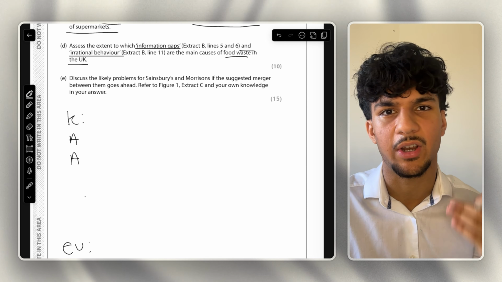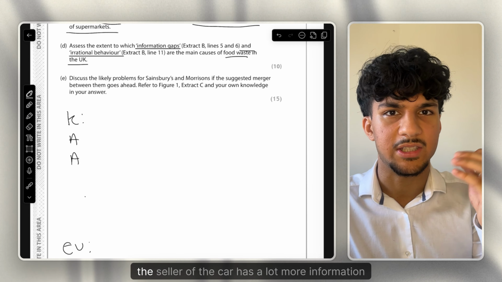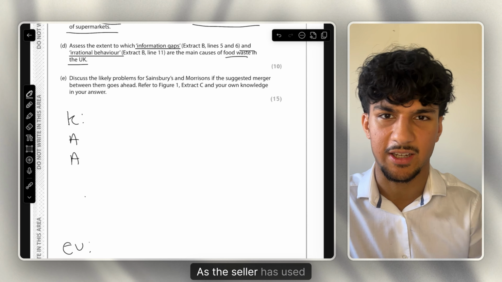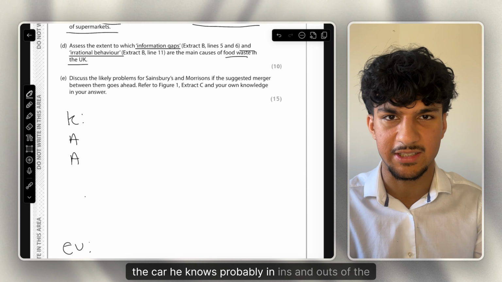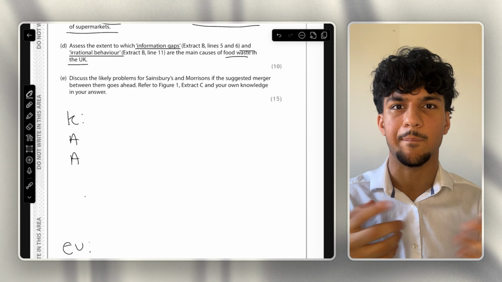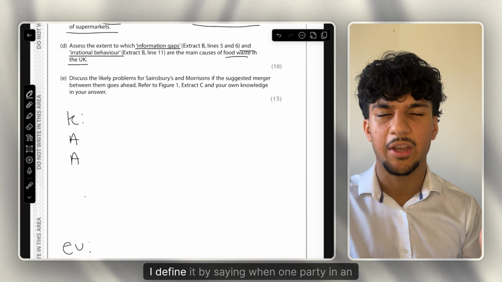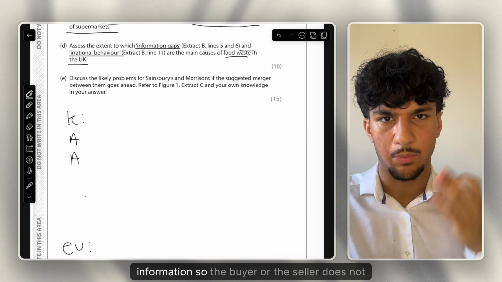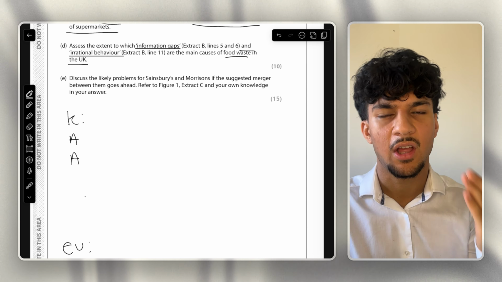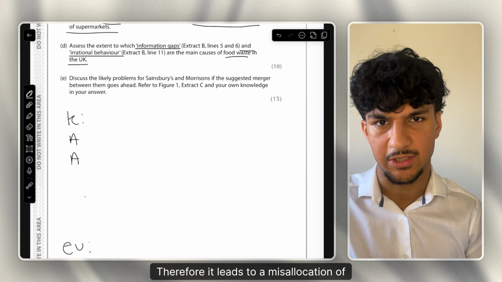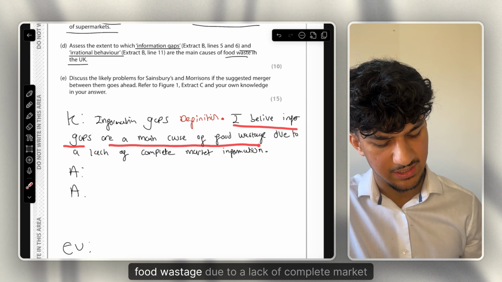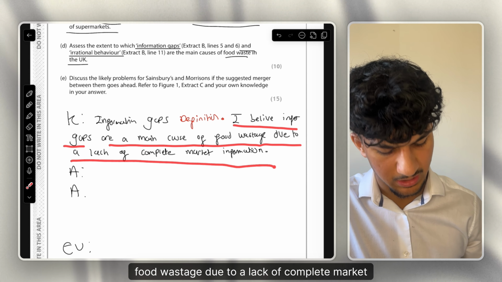There's asymmetrical information. For example, when you're buying a car, the seller of the car has a lot more information on the car than you as the buyer, as the seller has used the car. He probably knows the ins and outs of the car, whilst you as a buyer can only judge the car on what he's presented to you. I define it by saying when one party in an information exchange, so the buyer or the seller, does not have complete information to make an informed decision, therefore it leads to a misallocation of resources. Then I'll just have my topic sentence. I believe information gaps are the main cause of food wastage due to a lack of complete market information.